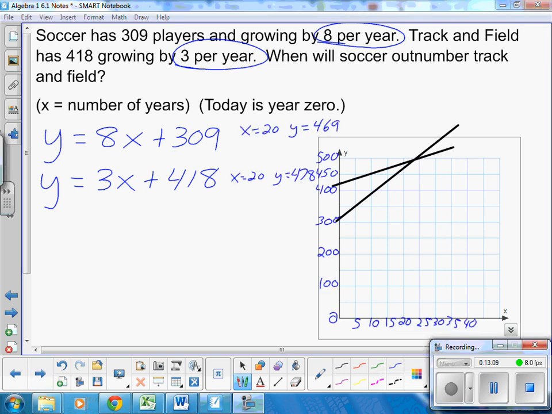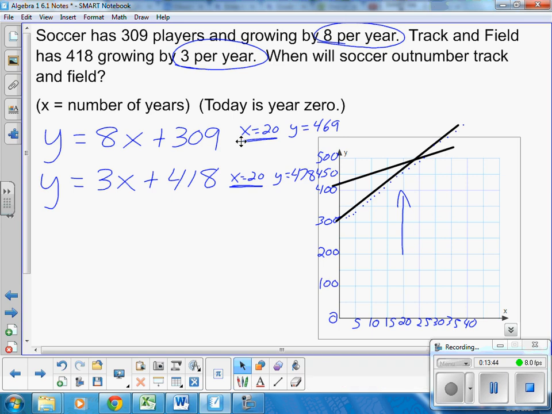All right, so in this problem, if we let x equal 20, where are those values going to be? For the top equation for the soccer team, it's going to be 469. And then for the track and field team, it'll be 478. So this is the soccer here going up, and then the track and field is here. And you can see we're going to have an intersection somewhere in there.